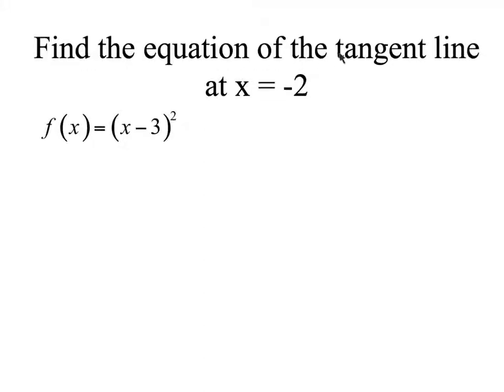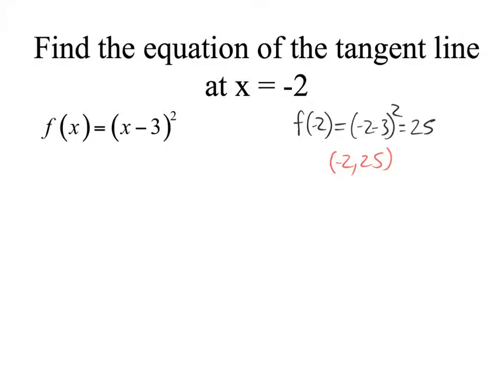So to find the equation of a tangent line at x equals -2, we need to find the coordinate at -2 as well as the slope at -2 to make an equation of a line, a tangent line. So the first thing I want to do is find the coordinate at -2. That's fairly simple. I'm going to simply find f of -2, which would be -2 minus 3 squared, which looks like -5 squared is 25. So I have a coordinate of -2, 25.